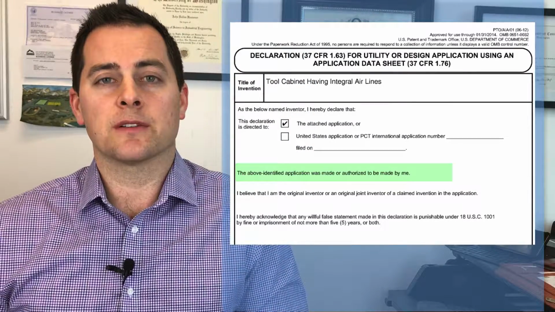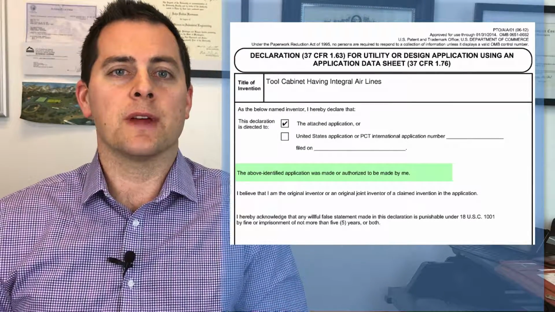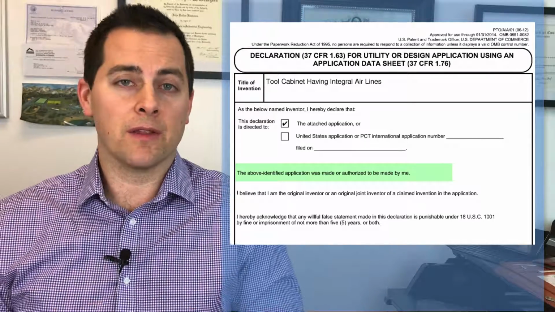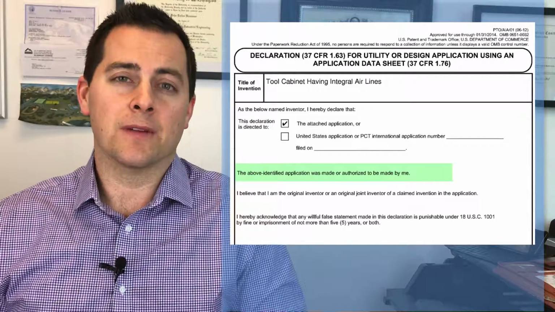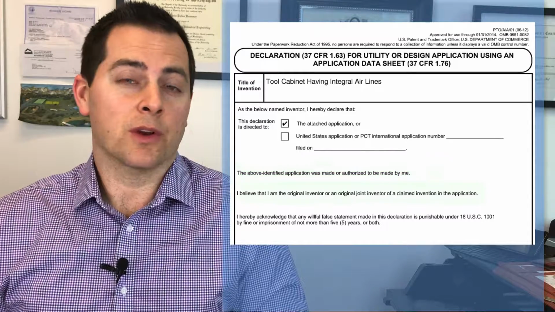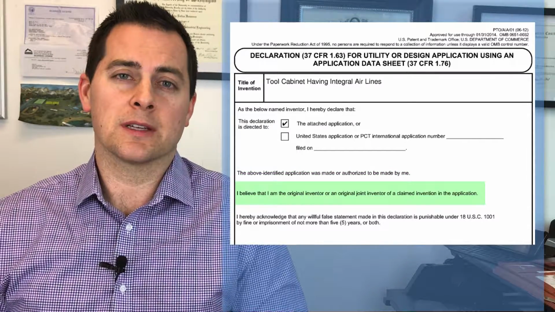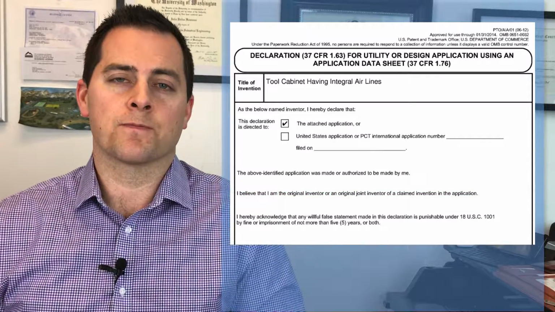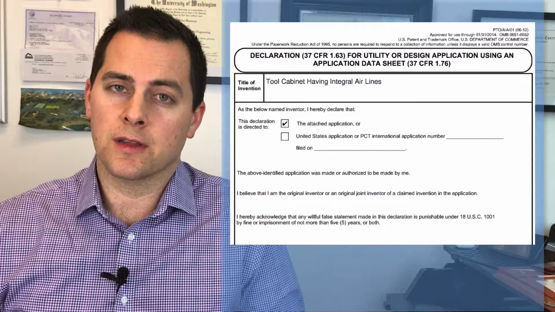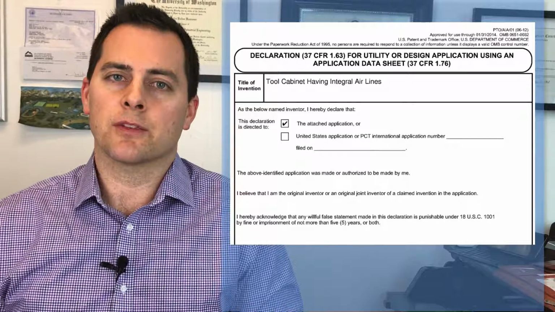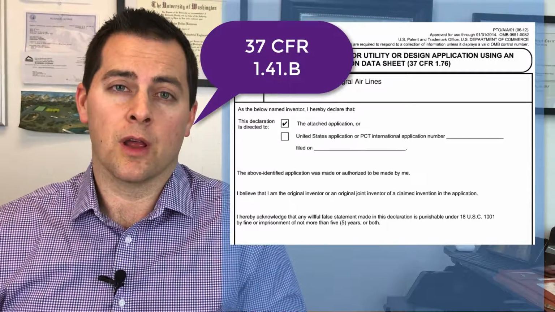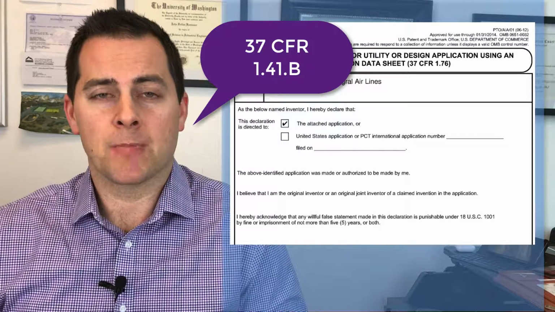The oath and declaration is a very important part of the process for the inventor to make a declaration that they're the inventor, that they have no other co-inventors that helped them with it, and that they've fully disclosed everything about the invention and all the prior art that goes with it. So it's a kind of triple effect, and this is all captured under 37 CFR 1.41(b).